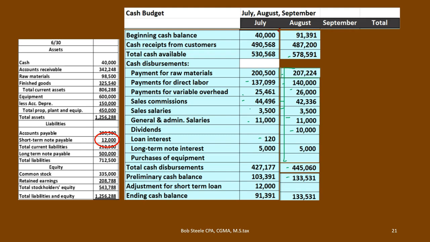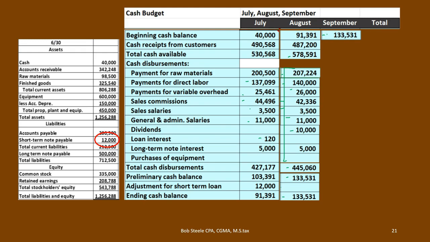We're over our minimum balance of 40, so we're not going to have any loan adjustment there, and we can just pull that number down. And that's our ending balance for the month of August. That then will be, of course, the beginning balance for September. So here's the beginning balance for September.